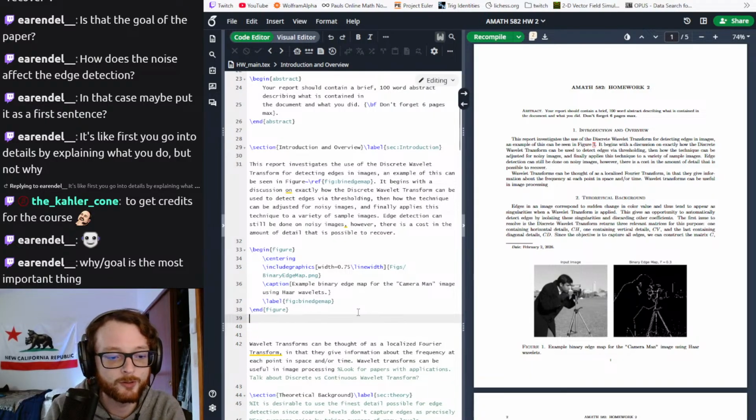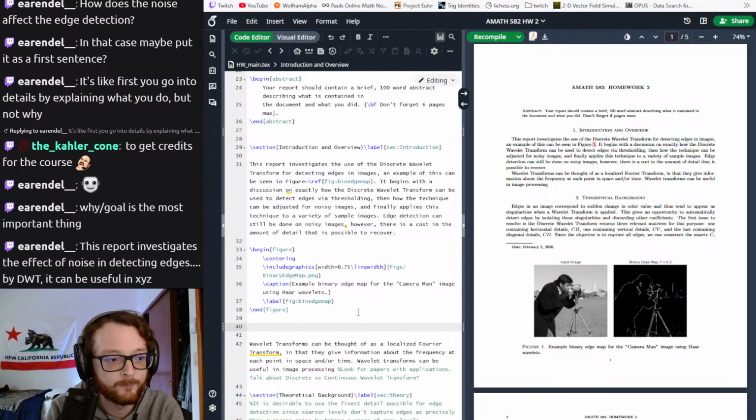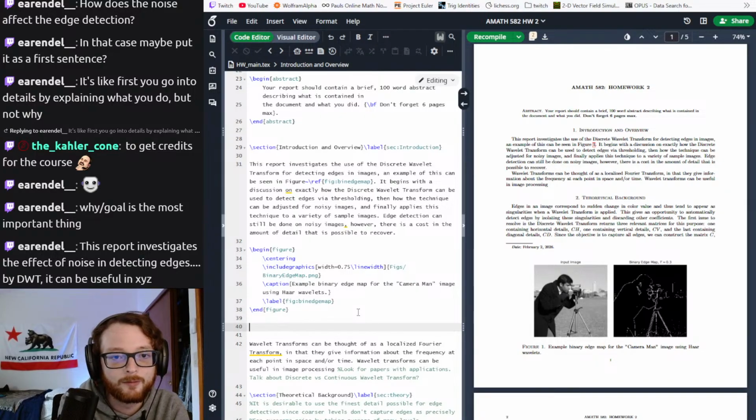Still trying to figure out where this should go. Maybe I should just start writing something though. I mean, it's not just noise. It's about just the fact that it's possible in general to detect edges. I think I would put them on equal footing. Just the fact that you can detect edges with wavelets and that you can still do it through noise.